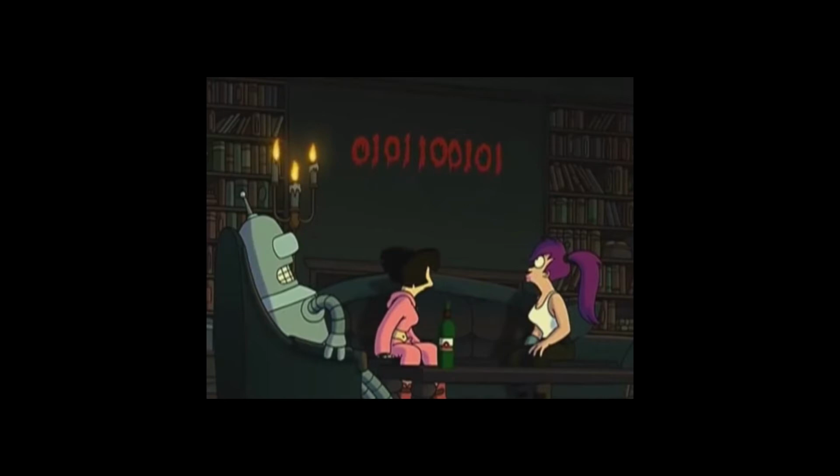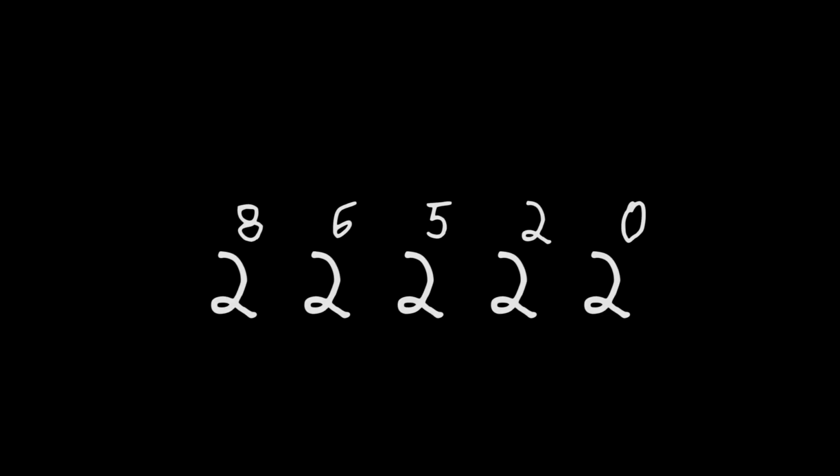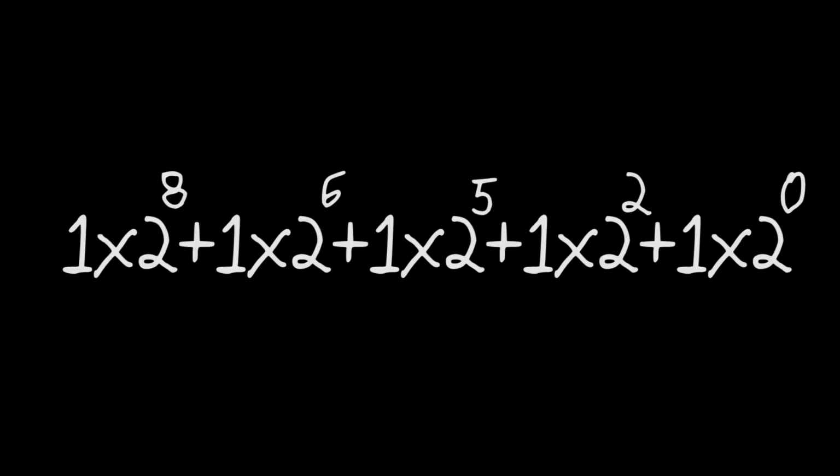Starting from the left and going to the right, though either way is fine, since it's just addition. 1 in the 2 to the 8th power place, 1 in the 2 to the 6th power place, 1 in the 2 to the 5th power place, 1 in the 2 to the 2nd power place, and finally 1 in the 2 to the power of 0 place. Writing this out in expanded form, we get 1 times 2 power 8 plus 1 times 2 power 6 plus 1 times 2 power 5, plus 1 times 2 power of 2, and finally 1 times 2 power 0. This gives us a final answer of 357.